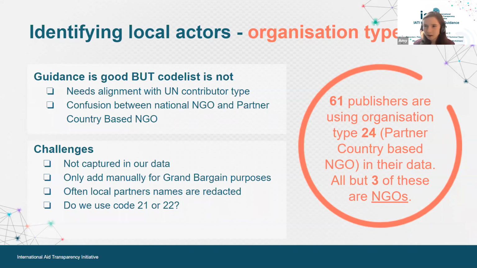We also asked you about what are the challenges as organizations you are finding of being able to identify local actors in your publishing. And so some of the challenges came back that actually this isn't currently data that you are capturing, or that is data that you're only using for your Grand Bargain purposes. And that means manually adding in these classifications into your systems. There's also the issue of a number of local partners are redacted for security reasons. And if they can't be named, how do we begin to classify them?